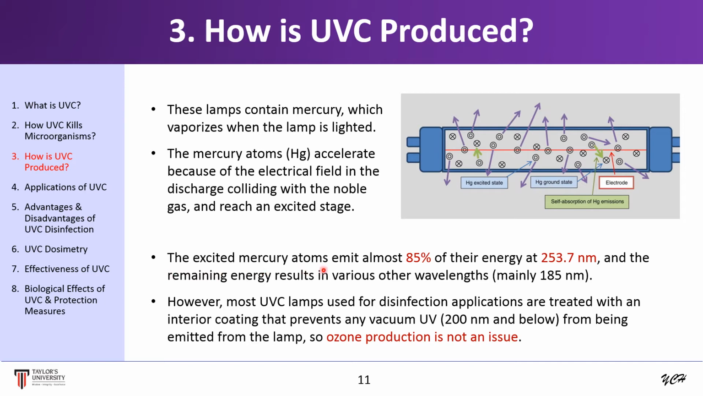The excited mercury atoms emit almost 85% of their energy at 253.7 nanometers, and the remaining energy results in various other wavelengths, but mainly 185 nanometers. However, most UVC lamps used for disinfection applications are treated with an interior coating that prevents any vacuum UV, which is 200 nanometers and below, from being emitted from the lamp. And this is to prevent the production of ozone.